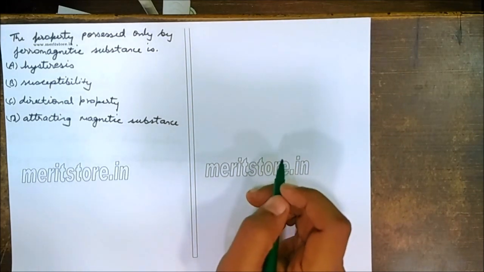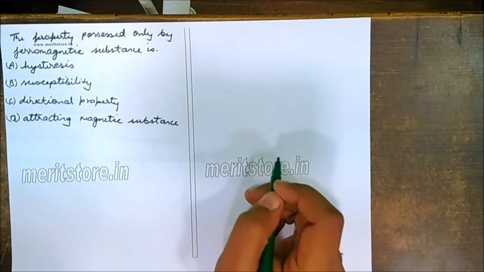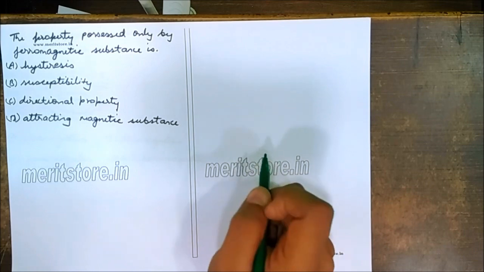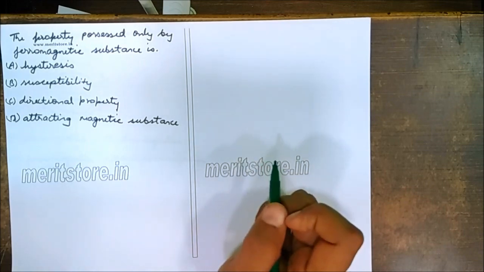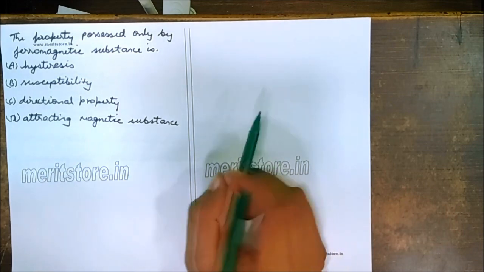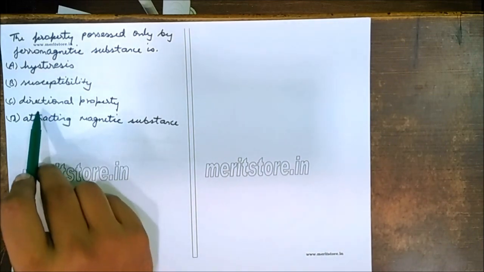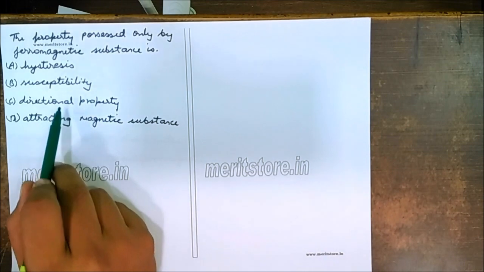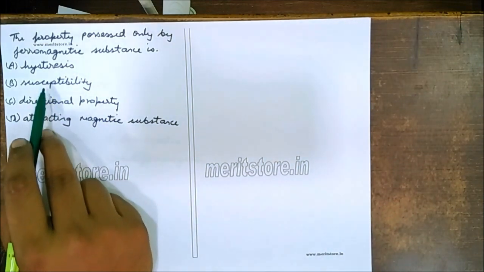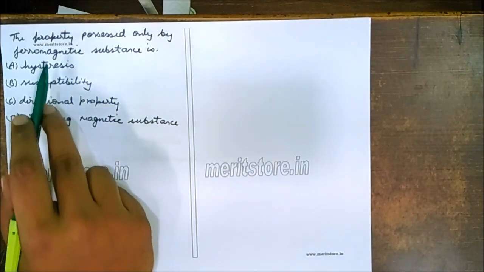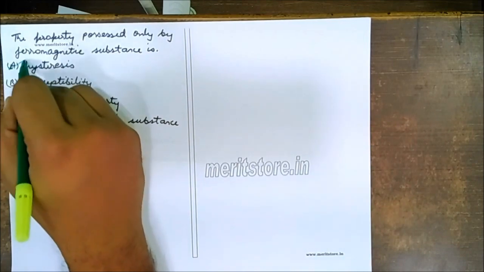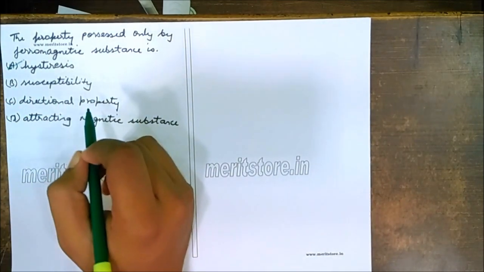The property possessed only by ferromagnetic substances. Options: hysteresis, susceptibility, directional property, attracting magnetic substances. Paramagnetic substances can do this attraction, and directional property, even paramagnetic substances have susceptibility, all three have. The only property which only ferromagnetic substances possess is hysteresis.